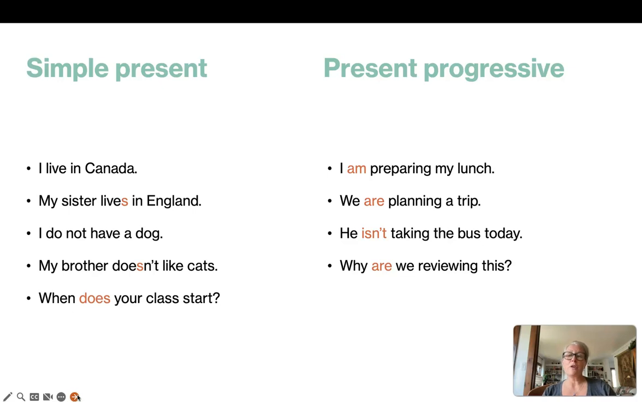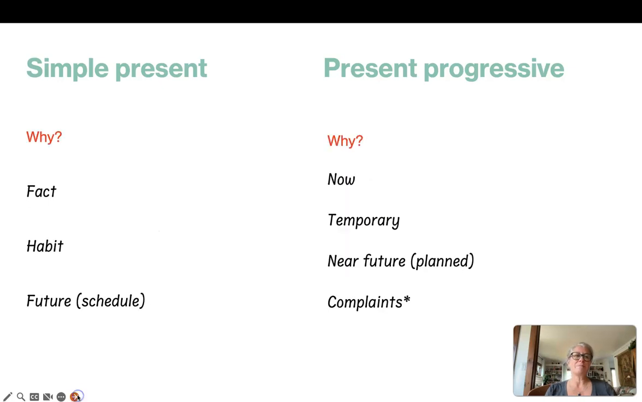Present progressive, remember it's the verb to be. I am preparing my lunch. We are planning a trip. He isn't taking the bus today. And why are we reviewing this?